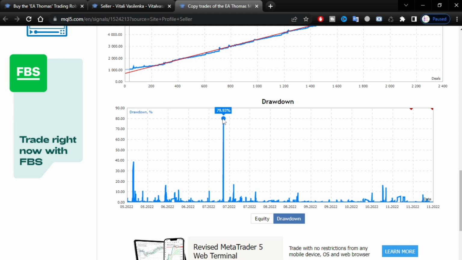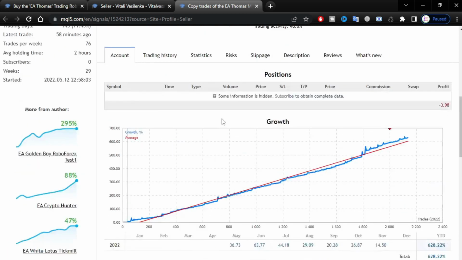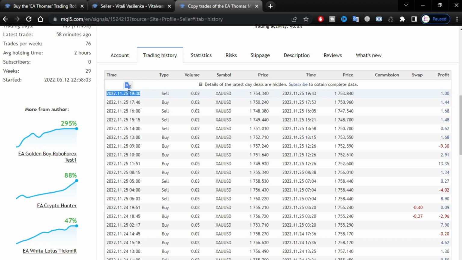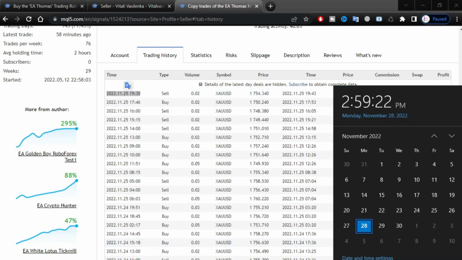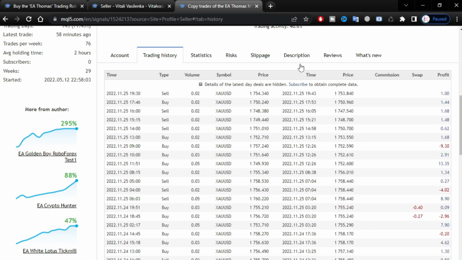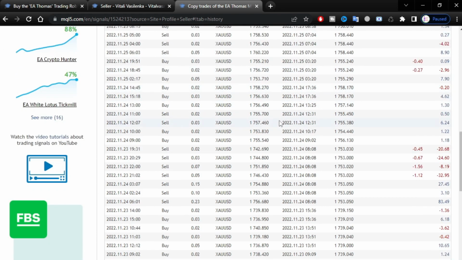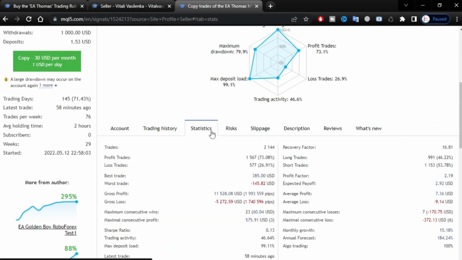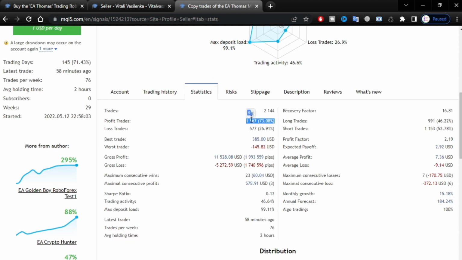Let's look at other details. Trading history. As you can see here, the pair that runs is only gold, USD. You can see the details of the transaction. Next, statistics. Trading activity of 46.6% resulted in a total of 2,144 transactions, with details of 1,567 profitable transactions and 577 loss transactions.